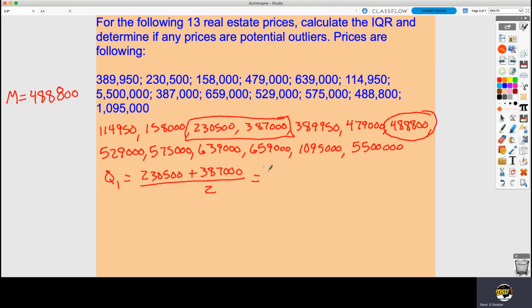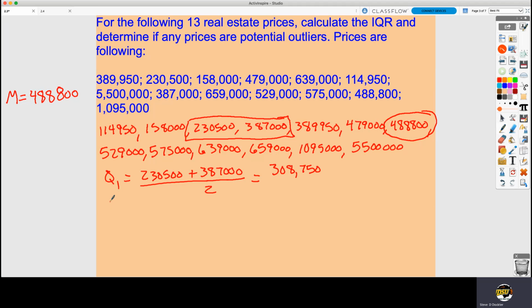All right, so our first quartile is 308,750. And once again, how we find that is we take the median of everything below our median. So we've got 2 of them, we just take the average of those 2.